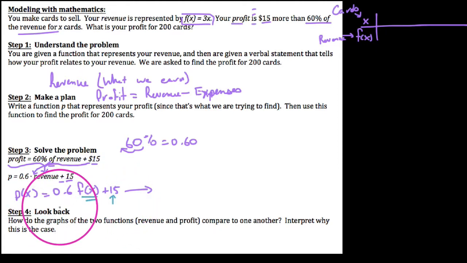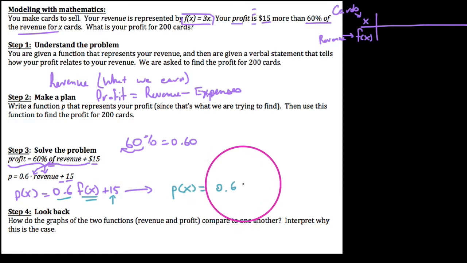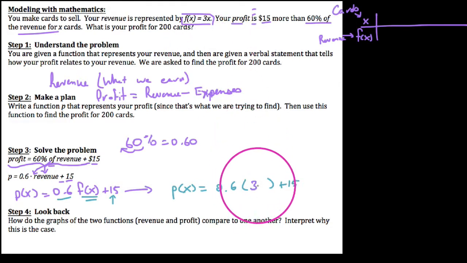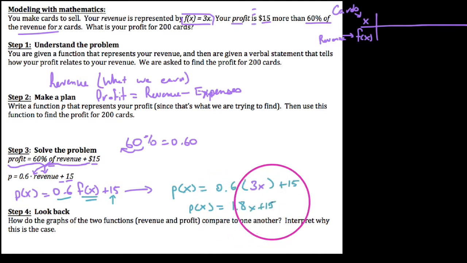And since we're multiplying by 0.6, it's going to be vertically shrunken by a factor of 0.6 here. So I am going to finish this up by writing out this profit equation again, but substituting f of x in there since we know it. And f of x, recall, is just this 3 times x, where x is the number of cards. We get this. So our profit equation really looks like this here. We say 0.6 times 3 is going to be 1.8. We have 1.8x plus 15, and this is going to be our profit equation.